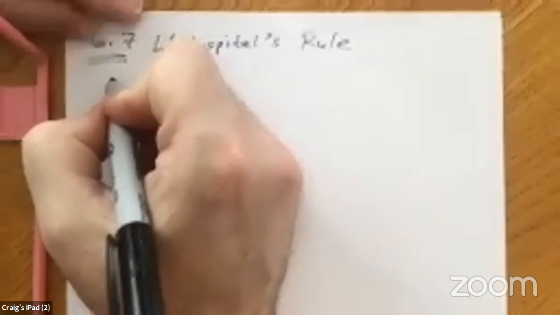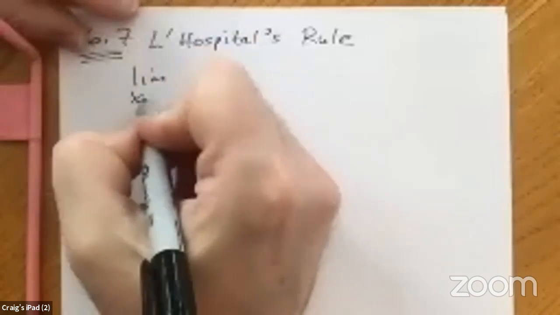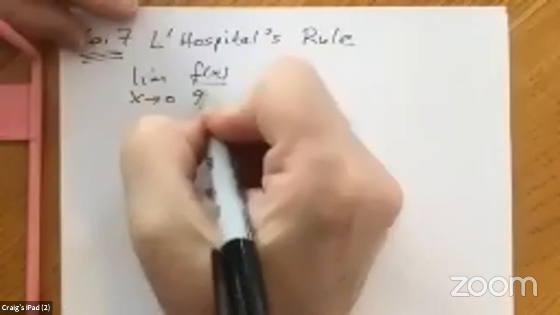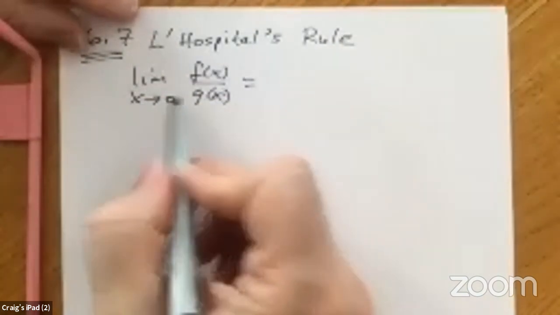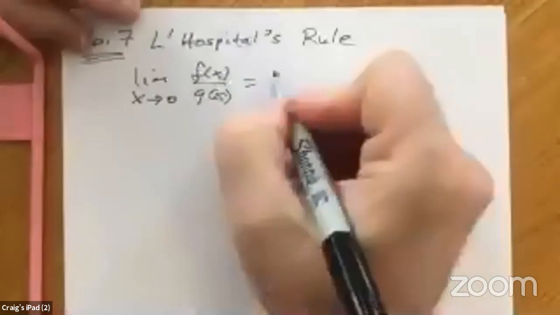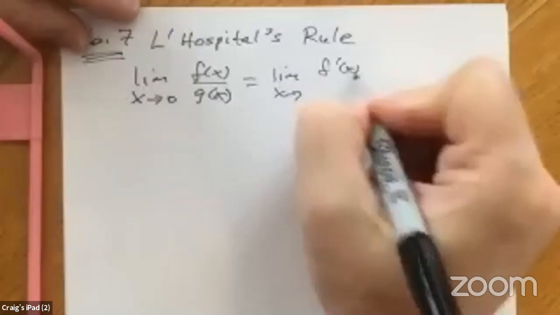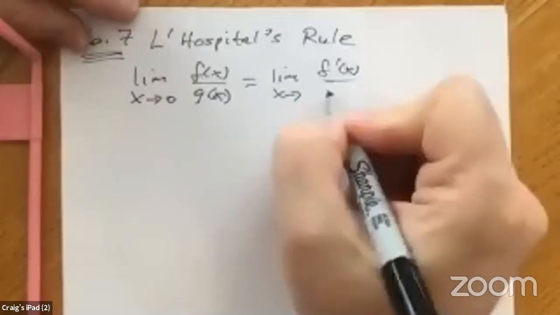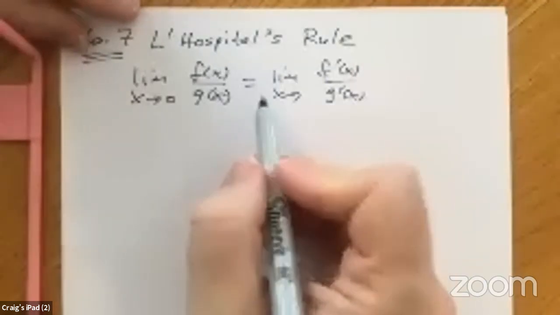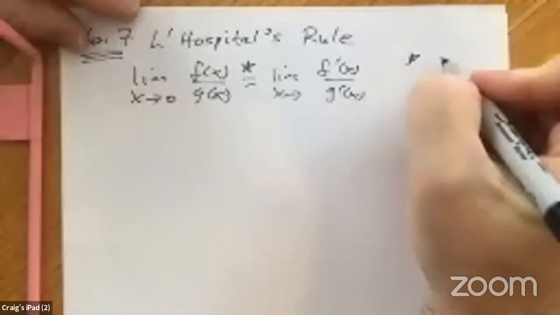So L'Hopital's rule is the following. When you're trying to find the limit as x goes to 0 of f of x over g of x, when these are both going to 0, so 0 over 0, then what you can do is take the derivative of the top and take the derivative of the bottom. And if that is easier to do, then that's the answer. So that's L'Hopital's rule.